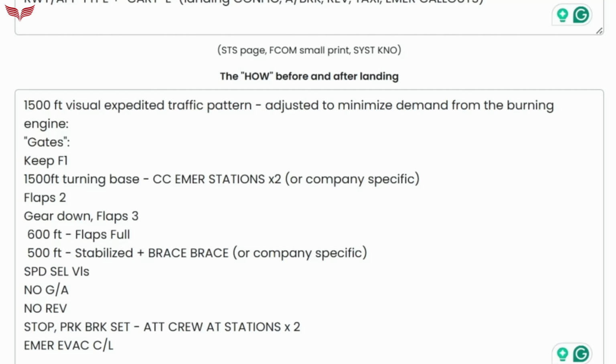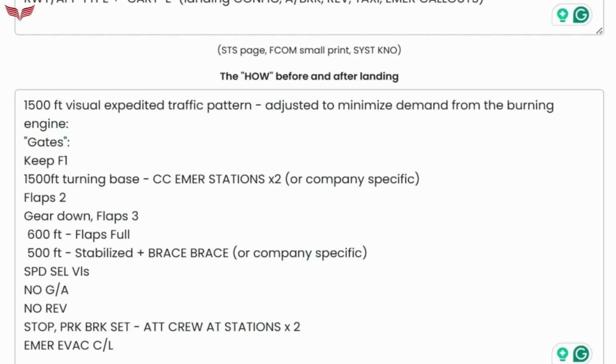Now, the how before and after landing. We stay as close as possible to the standard 1,500 feet traffic pattern, but we adjust it to minimize the demand on the burning engine by delaying the final configuration. The gates are as follows. Maintain flaps 1. Before turning base at 1,500 feet, I disconnect the autopilot and the pilot monitoring advises the cabin crew emergency stations, or the company-specific callout. On base, flaps 2, and before turning final, gear down, flaps 3. At 600 feet, flaps full, I aim to be stabilized at 500 feet, followed by the brace, or company-specific callout.